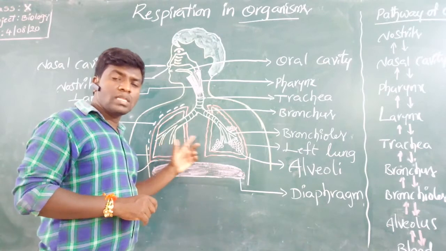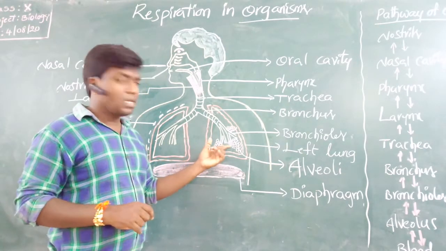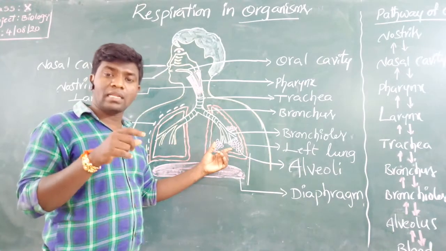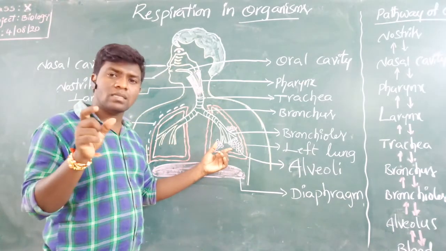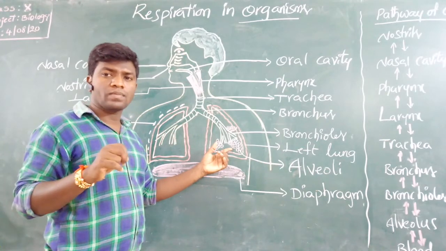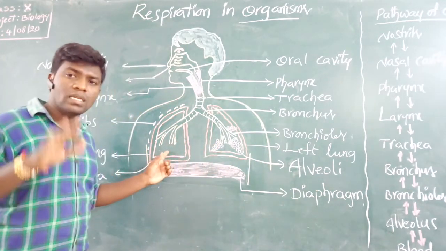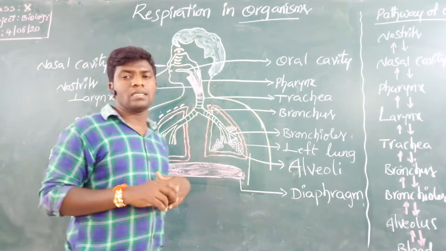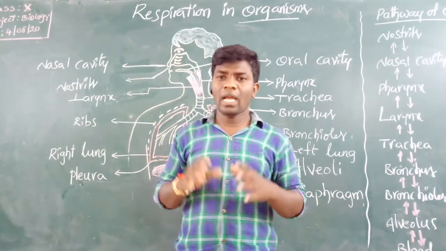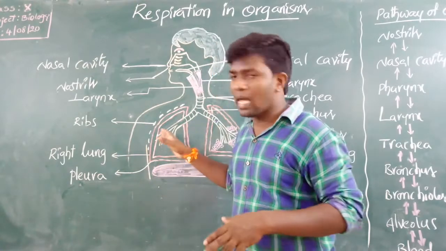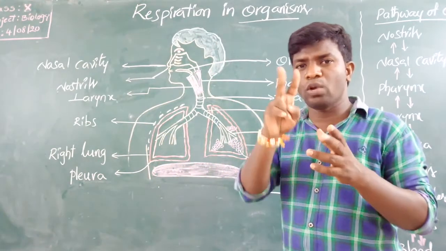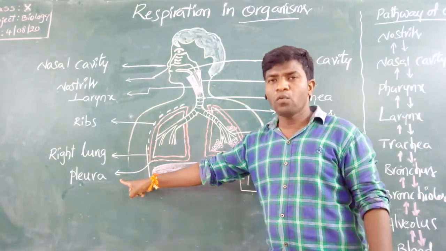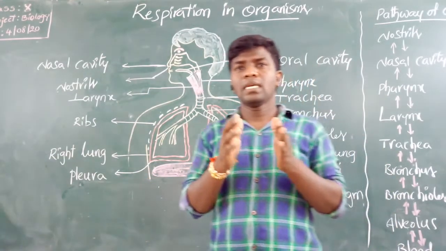The left lung has 2 lobes, while the right lung has 3 lobes. Have you understood? These lungs are covered with 2 layers. They are called pleura. What is that? Pleura.